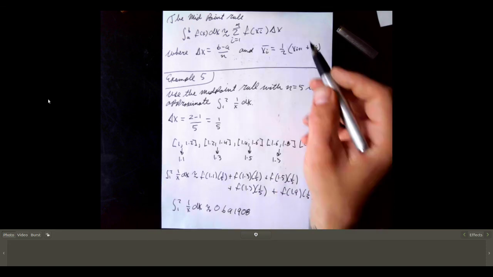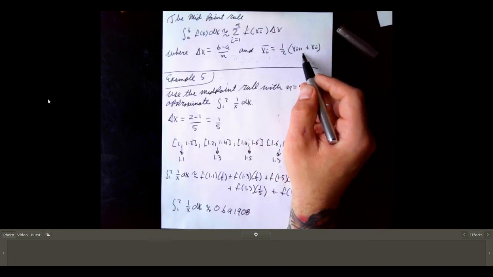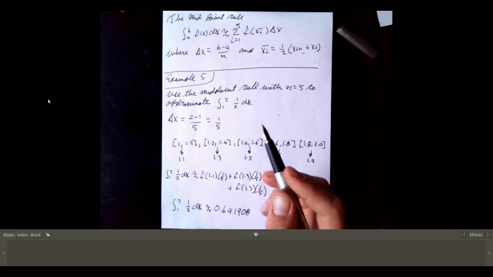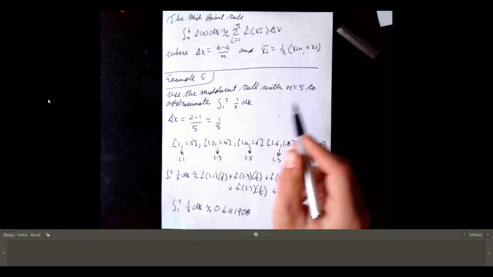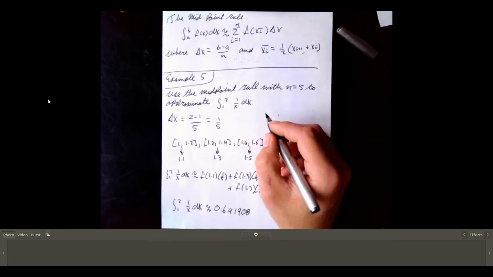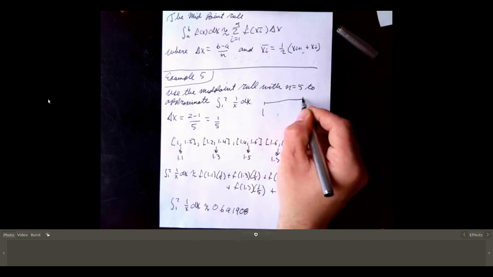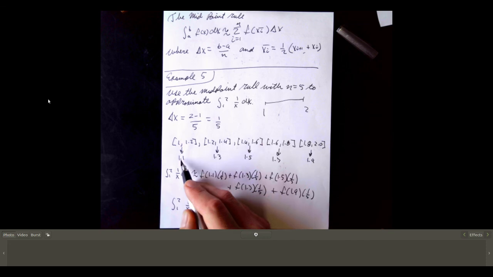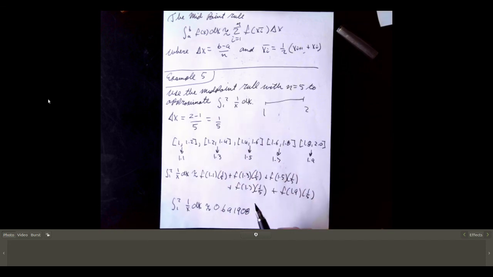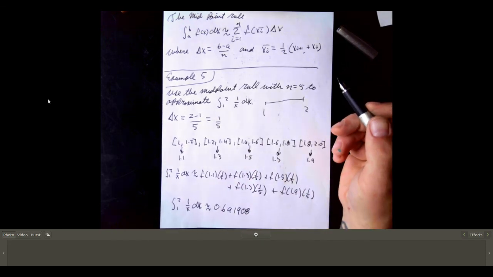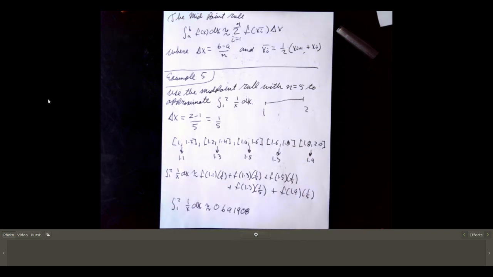There is this formula for coming up with your x sub i's. I think of it more geometrically. I know that we're breaking up this number line from 1 to 2 into equal chunks, and I'm just picking the point in the middle. You don't have to use the formula. You can just kind of reason your way through it.